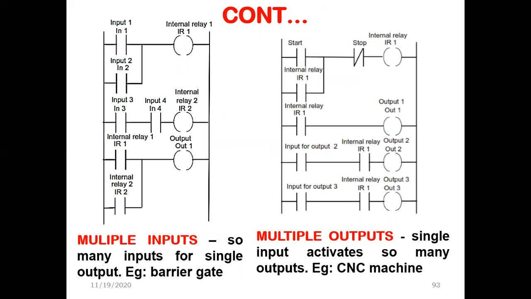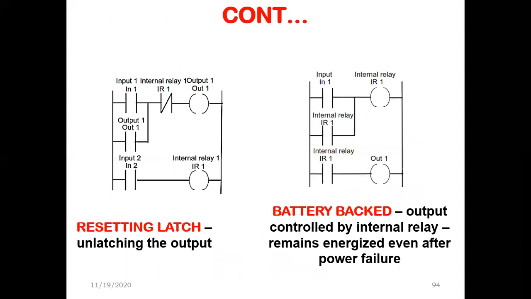Multiple inputs means many inputs for a single output. Example, a barrier gate, where we use many input relays for the different outputs. Then multiple outputs for a single input, such as IR1, IR2, where only one switch is used for controlling and getting the different outputs. Resetting latch means unlatching the output.